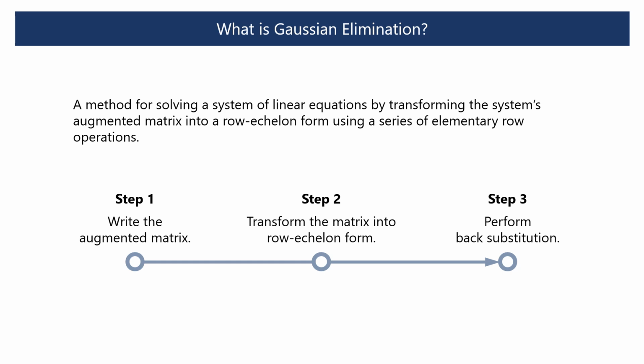Specifically, using Gaussian elimination, we can solve a system of linear equations following three steps. First, write the augmented matrix. Step 2. Transform the matrix into row echelon form. The third step is to perform back substitution. Let's explore these steps one by one.